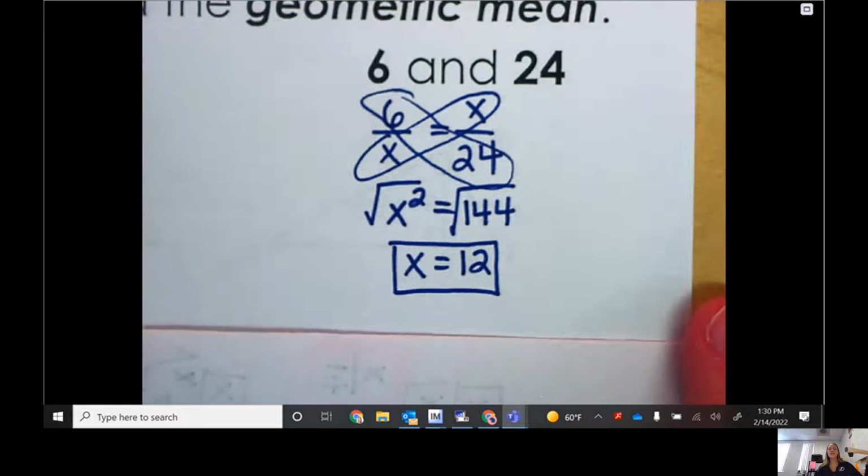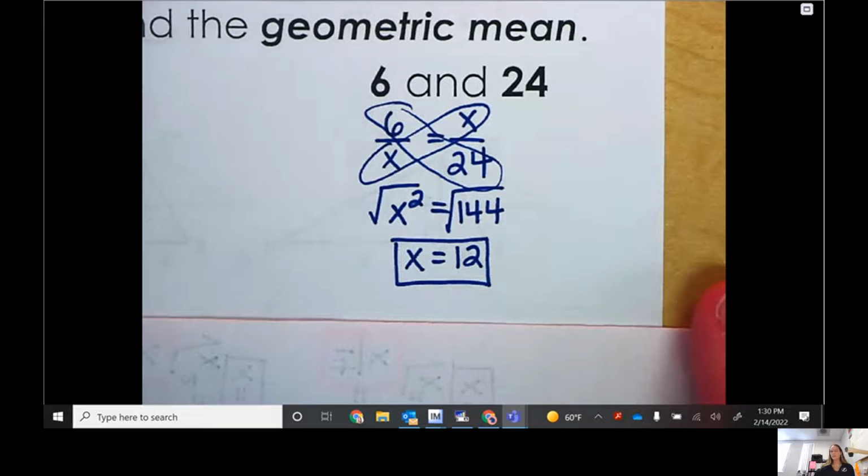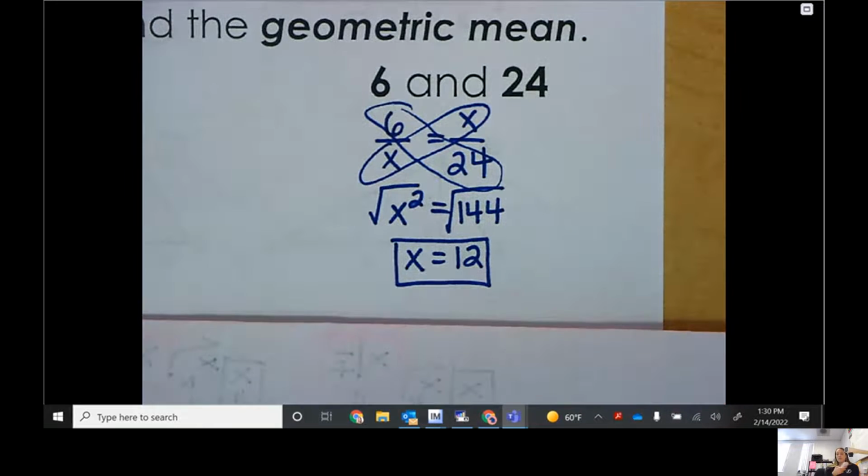Okay, what did you get as the geometric mean between 6 and 24? 12, beautiful. Anybody not get 12? 6 times 24, square root, yeah? Doing okay? All right. What about the geometric mean of 4 and 12?